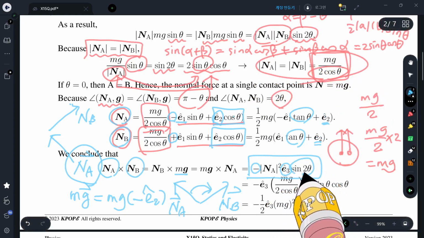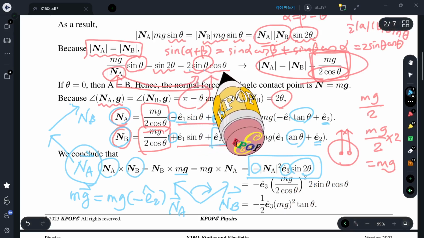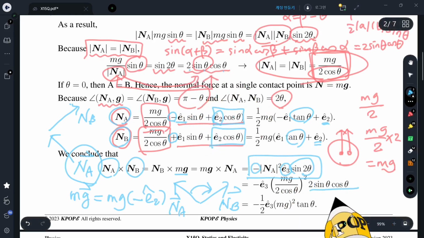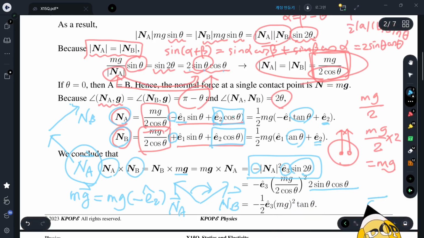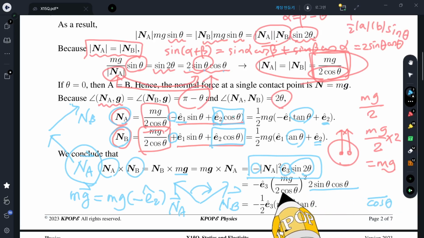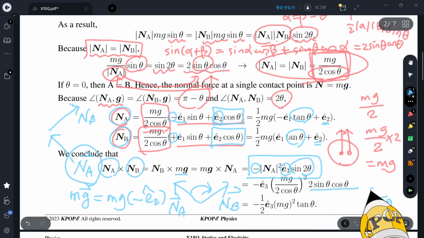Alright, we can copy the magnitude of NA, written in here, copy this, and sine 2 theta can be expressed as 2 times sine theta cosine theta. So we can simplify this relation. There are 2 cosines in the denominator. So my final result is a single cosine theta, and 4 in the denominator over 2, so 1/2. And then mg total square, and we have sine theta in the numerator, that is tangent theta.